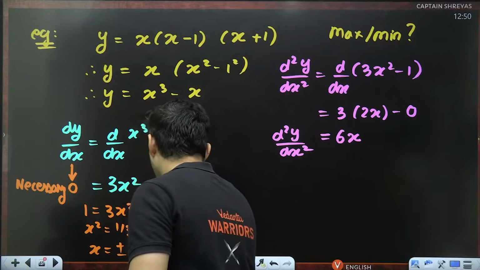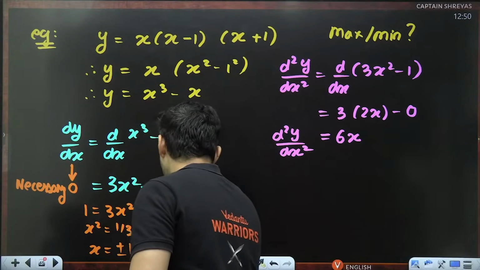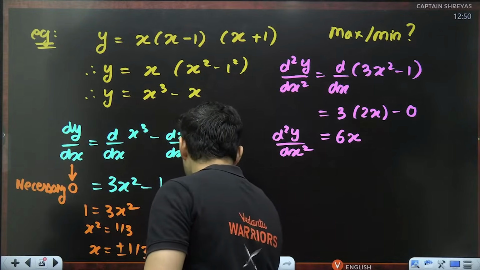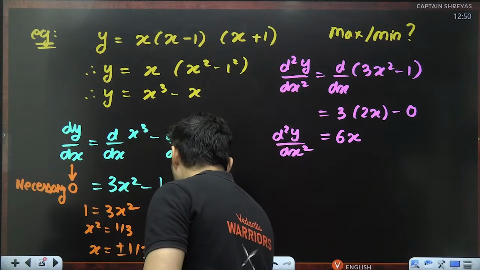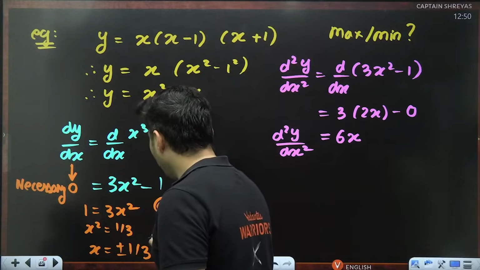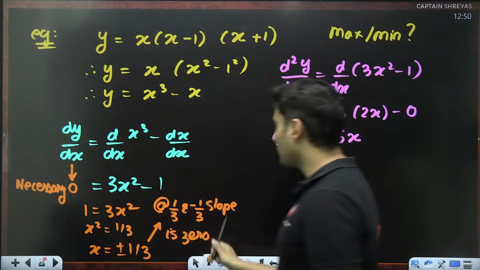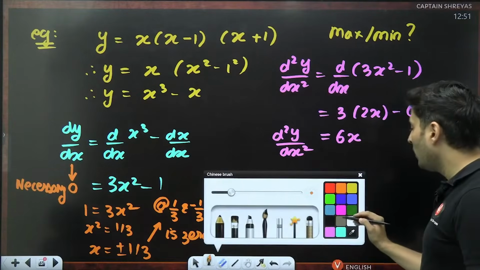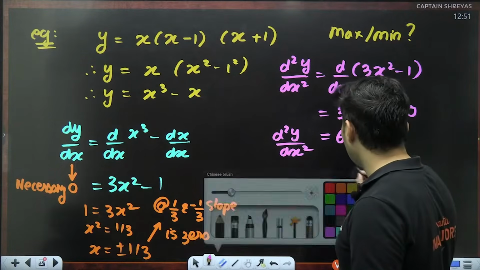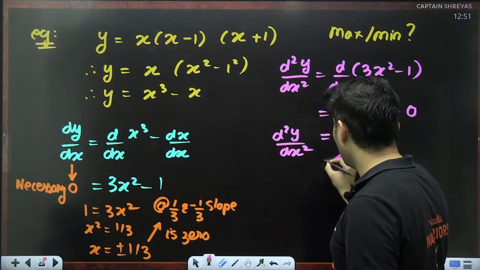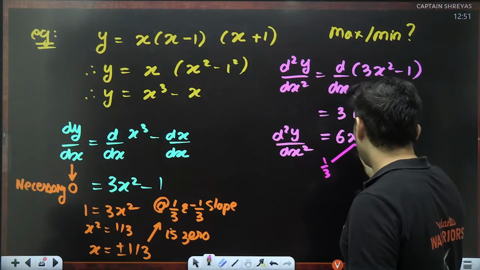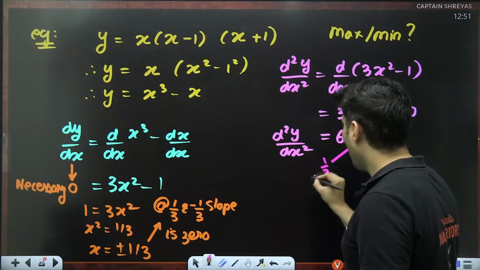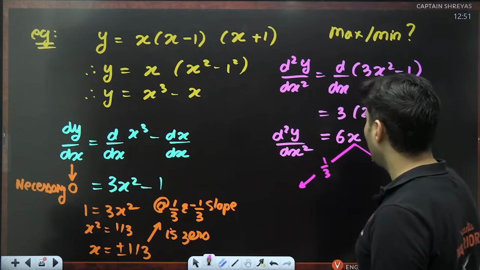At 1 by 3 and minus 1 by 3, the slope is big fat 0. That is what this is telling me. Okay, so what I will do now, I will substitute both these values over here. I'll substitute 1 by 3 here and I'll substitute minus 1 by 3 over here and see what is the value of the second derivative I'm getting.